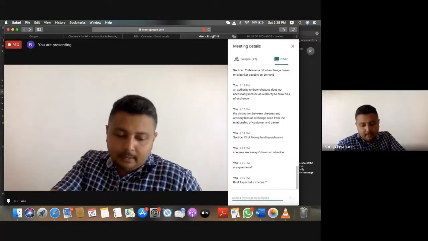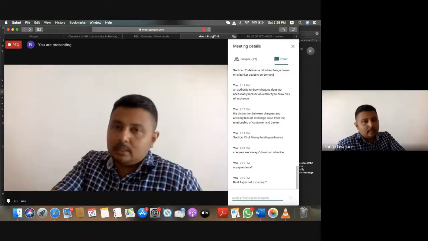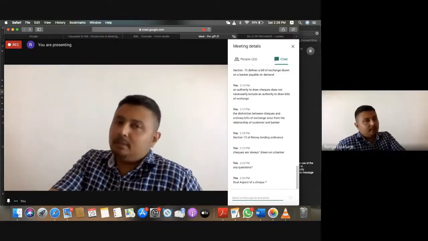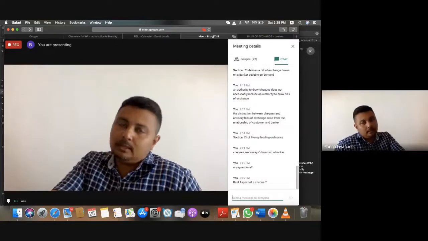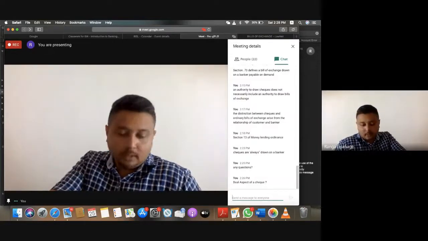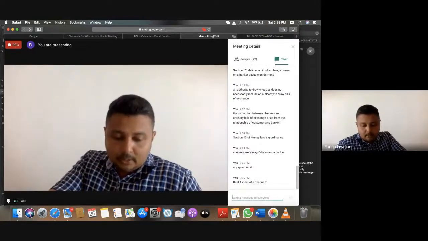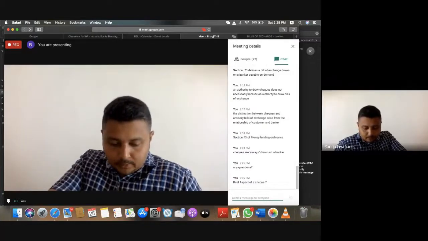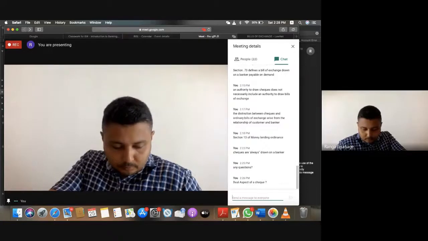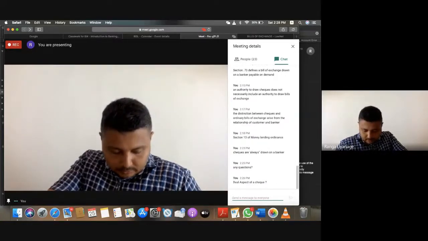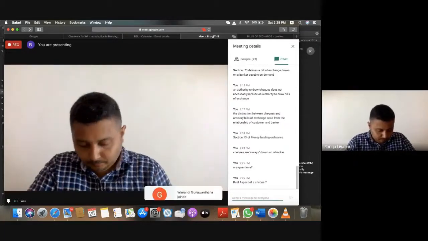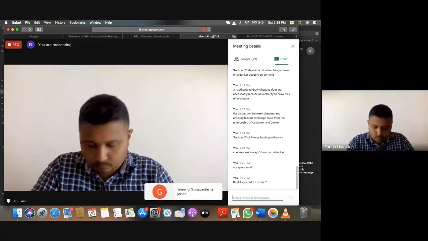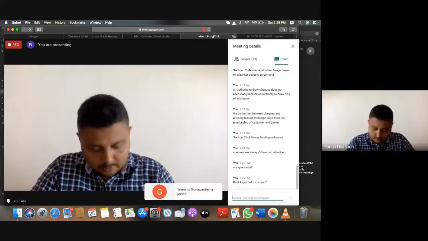Keep in mind there is no separate legislation or statute for checks and bills of exchange. Both are in the one and the same bills of exchange ordinance in Sri Lanka, which governs this, right? So the definition we have covered.